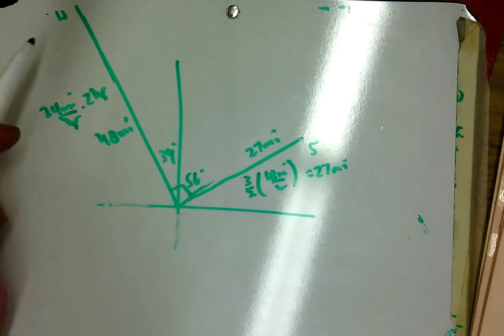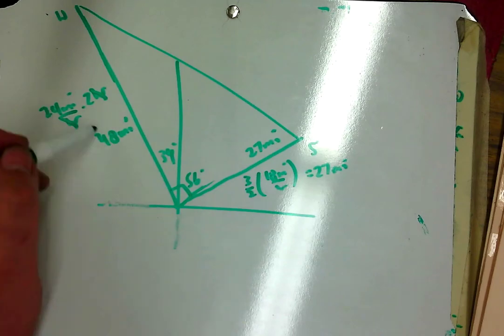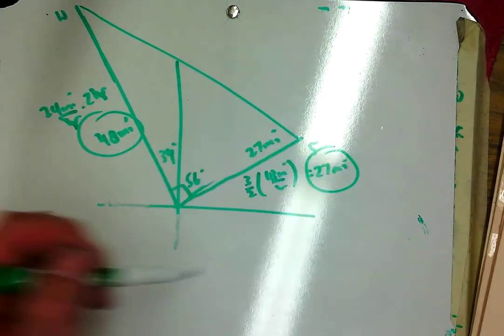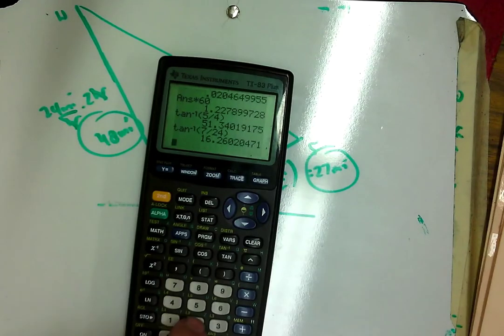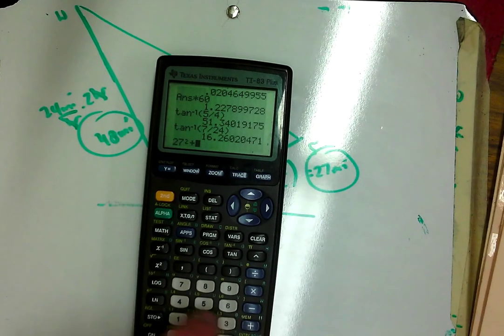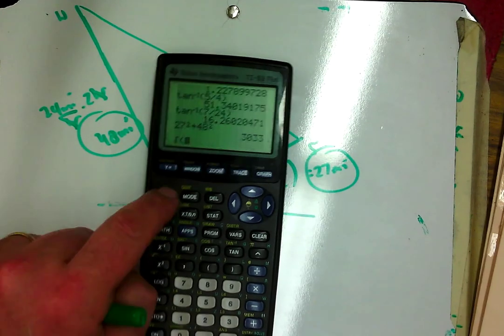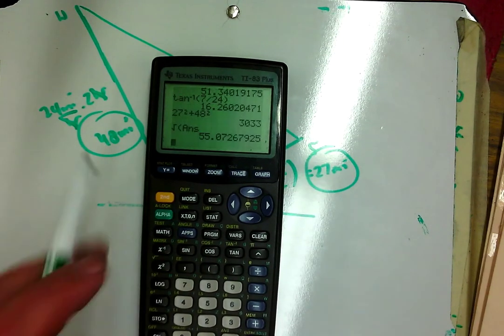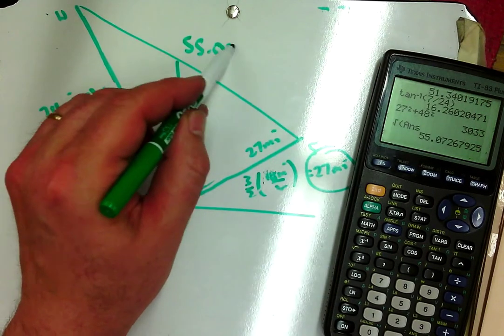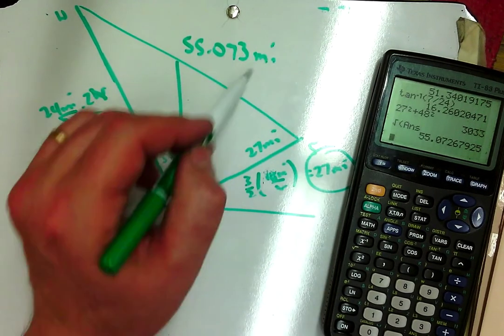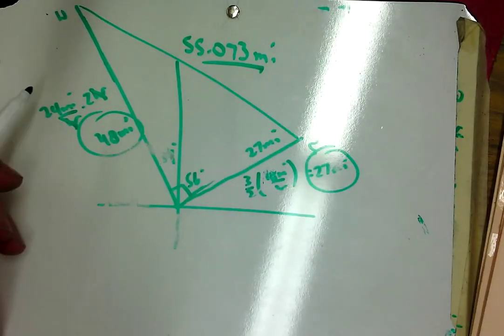Okay, how far apart are they at 3 p.m.? Well, I've got a right triangle. I know this is 48. I know this is 27. So I'll use my Pythagorean theorem. 27 squared plus 48 squared. Take the square root. And I get 55.073 miles apart. It's going to take him a little more than 2 hours to get to her.